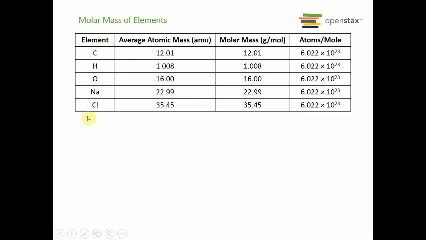So again, element, average atomic mass, its molar mass, grams per mole, and the atoms per mole. Of course, the atoms per mole is just a number, 6.02 times 10 to the 23rd. The molar mass, grams per mole, is identical to the average atomic mass, its AMU. So that's all this picture's really saying, is that these two are absolutely equivalent. Doesn't matter what element they chose to demonstrate that with.